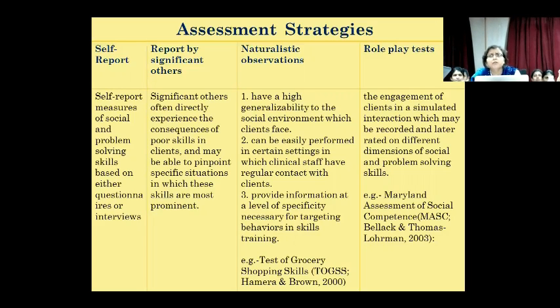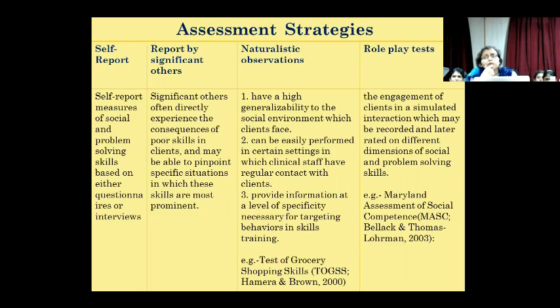Then we move on to naturalistic observation. Naturalistic observation has high generalizability to the social environment which clients face. So we are observing the client in a more natural setting. It can be easily performed in settings in which clinical staff have regular contact with clients. It provides information at a level of specificity necessary for targeting behaviors and skill training. An example of that is a test of grocery shopping skills.